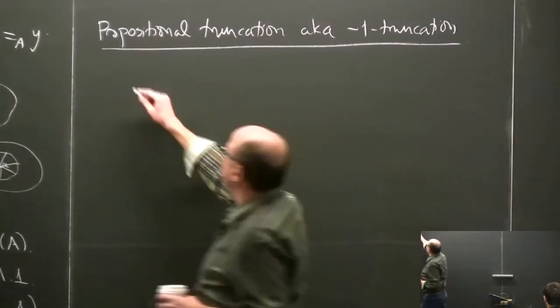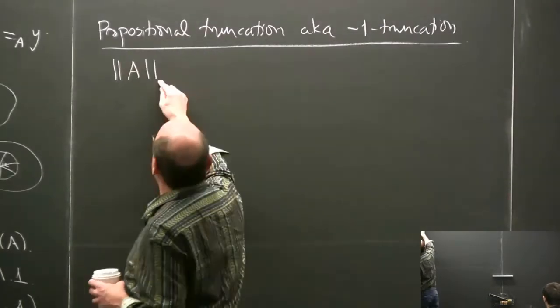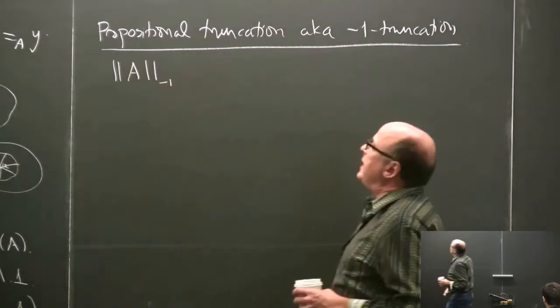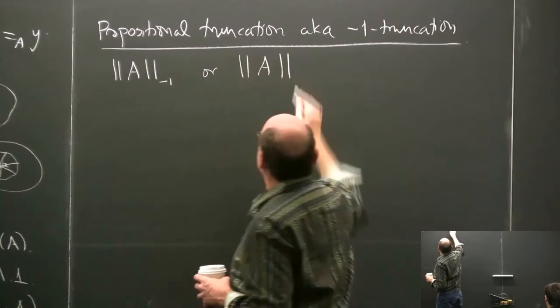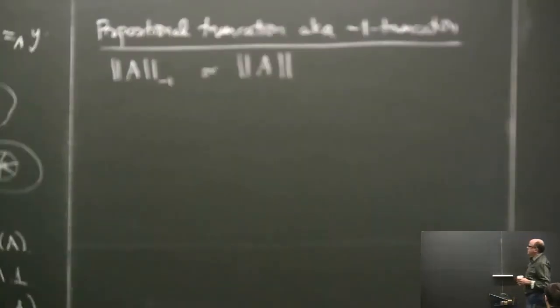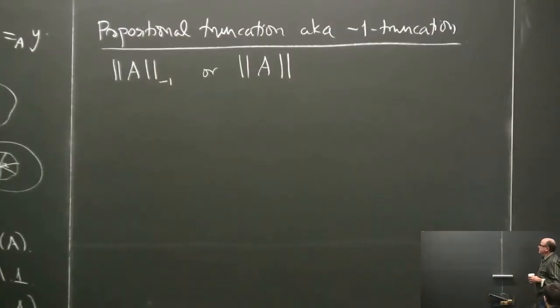So we mentioned that the way I wrote it was here. Sometimes we will write it with a subscript -1, or if that's obvious in the context, as it will be for today's discussion, I'll just write it like that. So that's what we did. So this is going to be a type, so that'll be the -1 truncation.